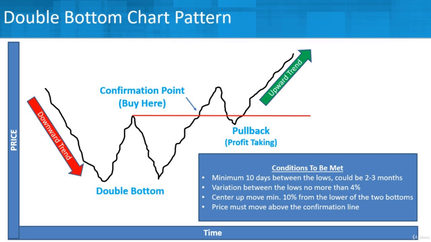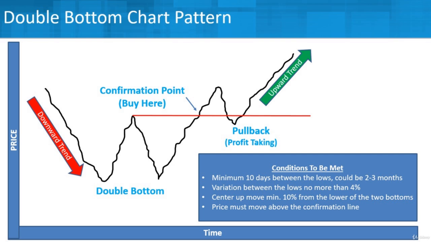And the variation between the lows is no more than 4%. They truly are within each other, very narrow. If you draw a line along the bottom, they're very close to that support line. So it actually looks like a W. It doesn't look like a lightning bolt that keeps going downward. It looks like a W that's formed there. And then the center up move is a minimum of 10% from the lower of the two bottoms, right? If it just goes up a couple of percent, you've got a really funky looking W. That's not it. So it needs to move up 10% from the bottom and really form a W. It may not be a perfect W, it's not going to look visually perfect, but it's going to look very clearly like a W.